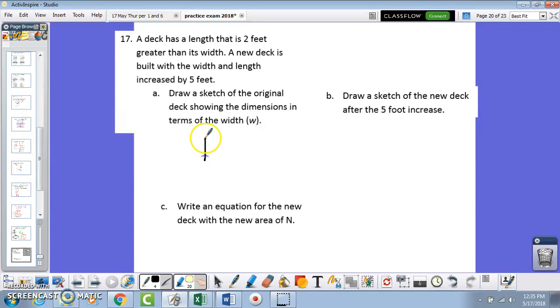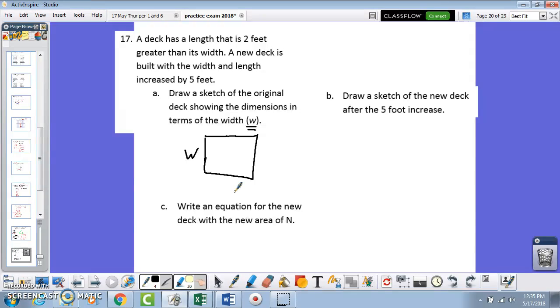So, the deck's a rectangle, and you may decide, hey, I'm going to call this the width and this the length. Great, I did it. But if you read these directions carefully, they say draw a sketch of the original deck showing the dimensions in terms of the width W, which means they're saying, hey, you can only use one variable. You can't use W and L. So, gotta get rid of that L and figure out what am I going to put here.